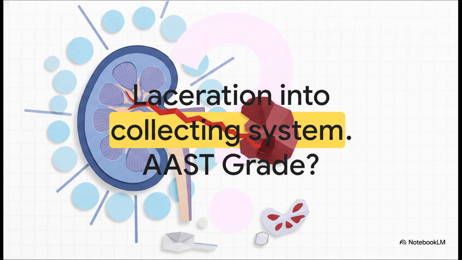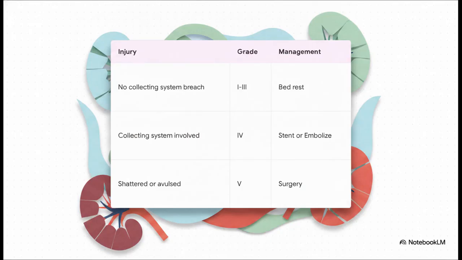We have a stable trauma patient who just got a contrast CT after a nasty crush injury. The scan reveals a deep 5.5 centimeter parenchymal laceration tearing through the cortex and going directly into the renal collecting system. There's also a non-expanding hematoma. Based on the AAST staging criteria, what grade are we looking at? That is a grade 4 injury.